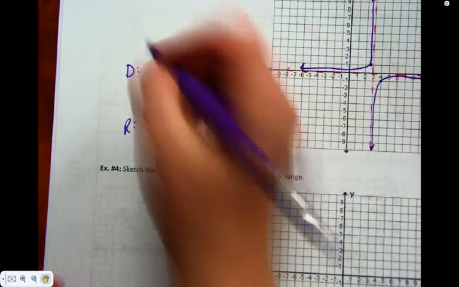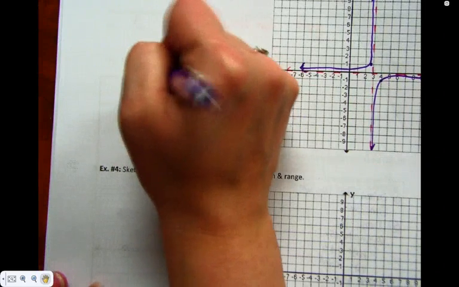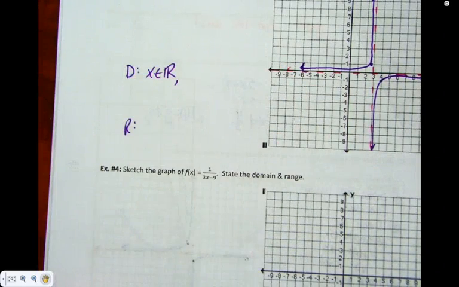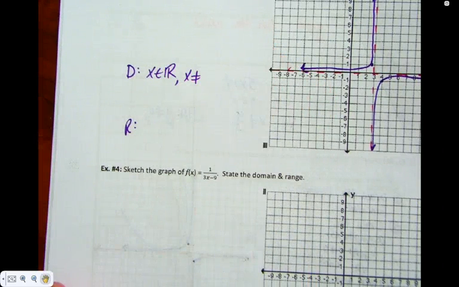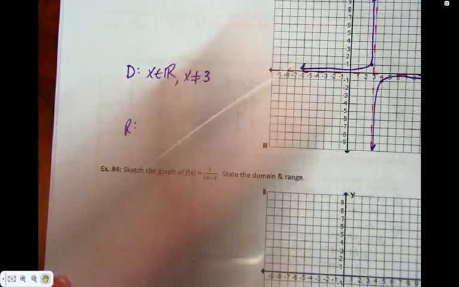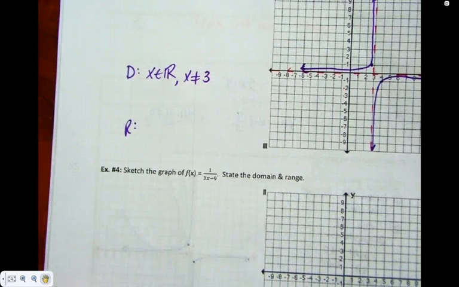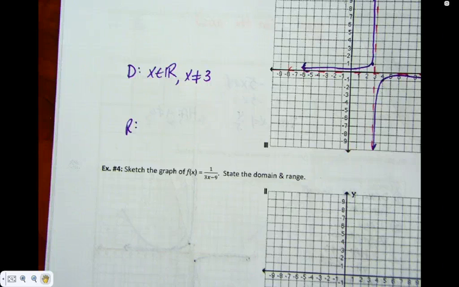So here's how we state that. We start with x is an element of the real numbers, but then we put x cannot be 3. That's how we do it with an asymptote. So what that's saying mathematically is every single value except 3.